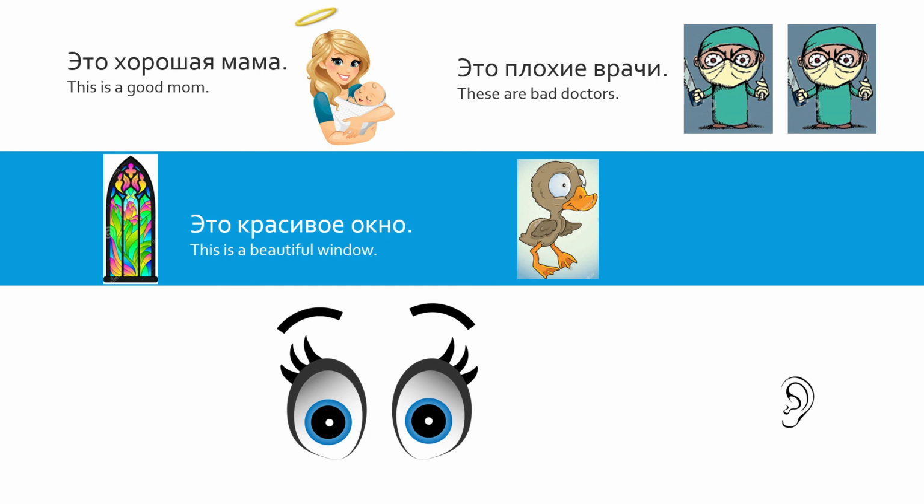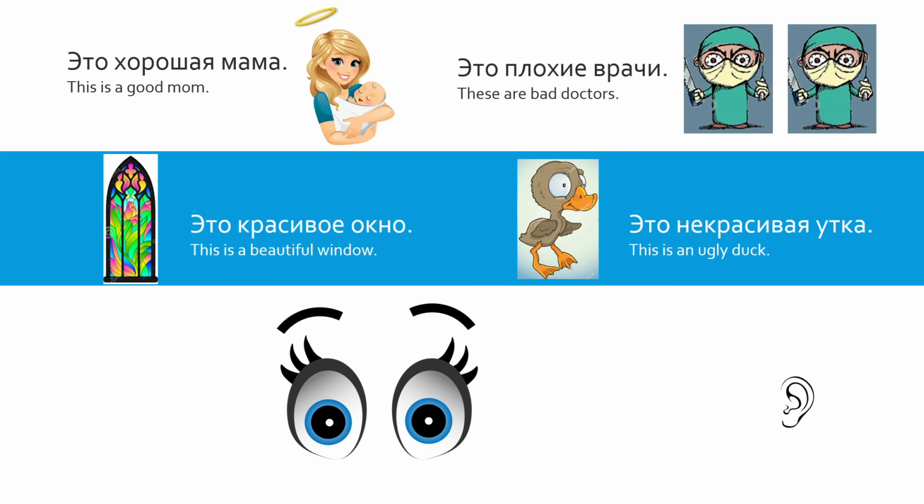Okay. Next, we've got an ugly duck. This I remember for sure. We had this as an example in the alphabet video. Утка is female. So, this is an ugly duck. How will we say it? Это некрасивая утка.